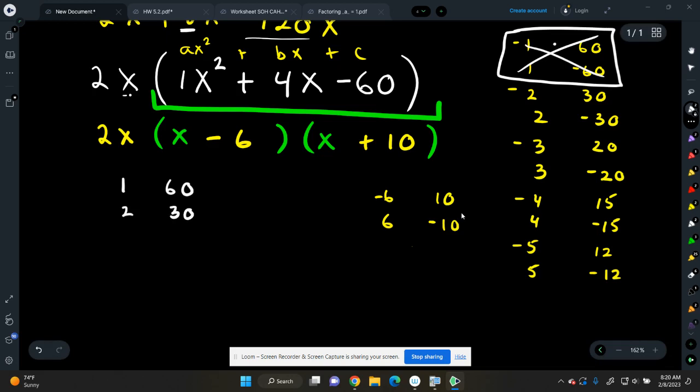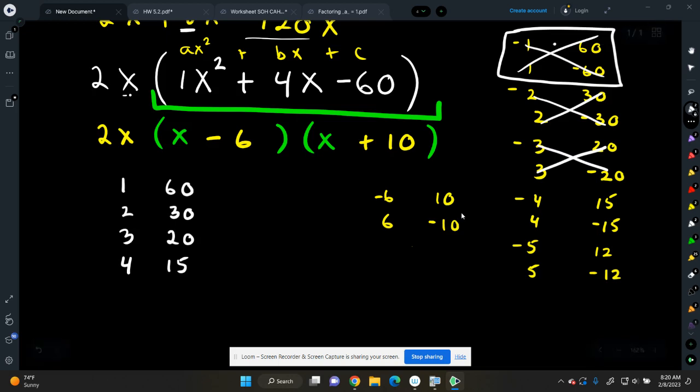That's a factor of 60. So again, one of them has to be negative. Neither one of these adds up to positive 4, so we ignore those. Keep going. Let's try 3. 3 goes into 60 20 times. So negative 3 and positive 20, or positive 3 and negative 20. Neither one of those adds up to positive 4. Keep going. 4.